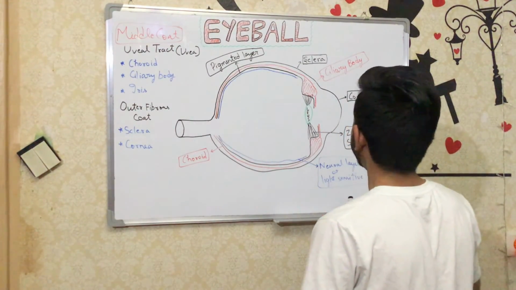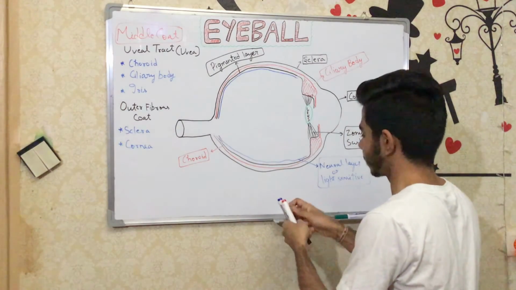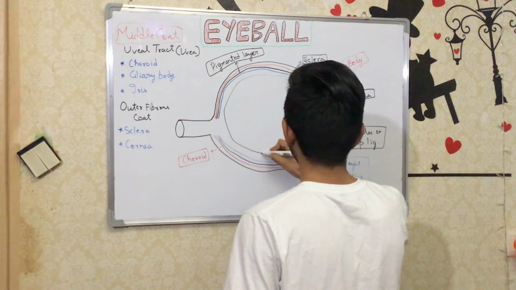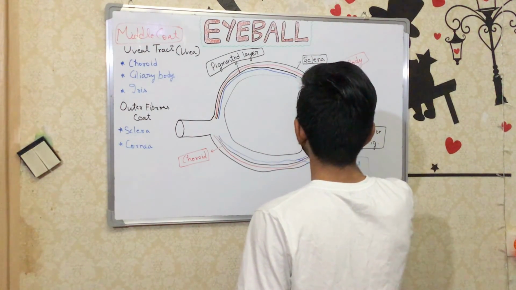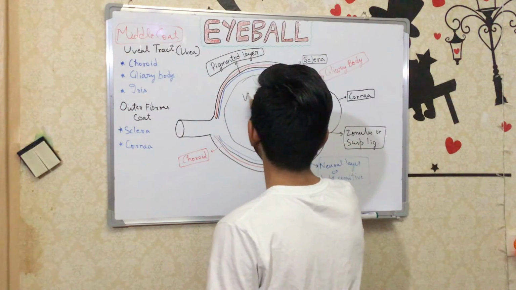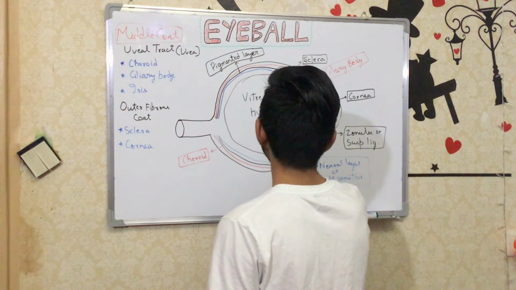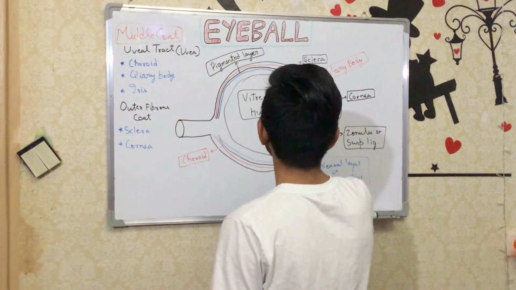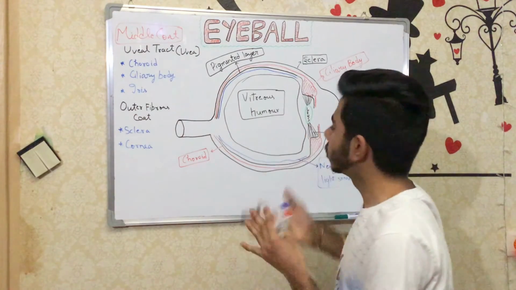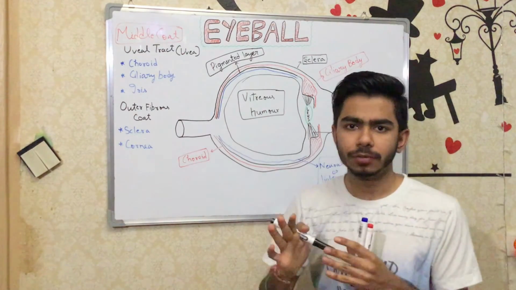the portion which you see here and here, this portion, is filled with fluid, and we call it vitreous humor. This is the jelly-like, gel-like substance which nourishes the posterior section of the eyeball with some nutrients.